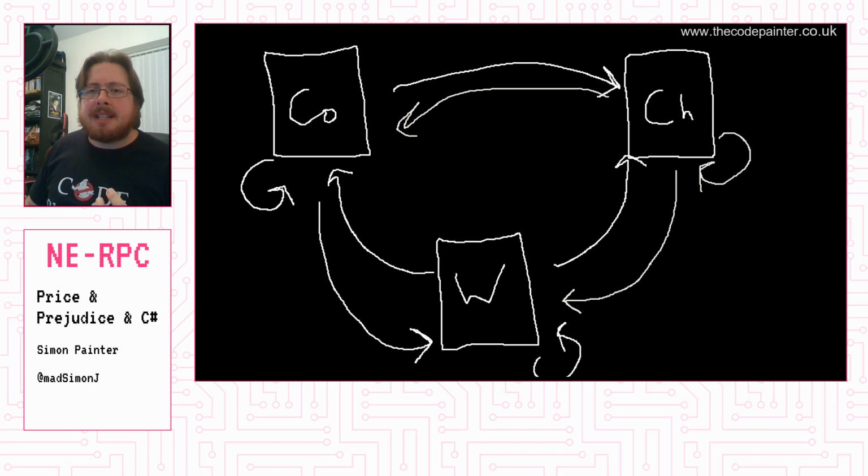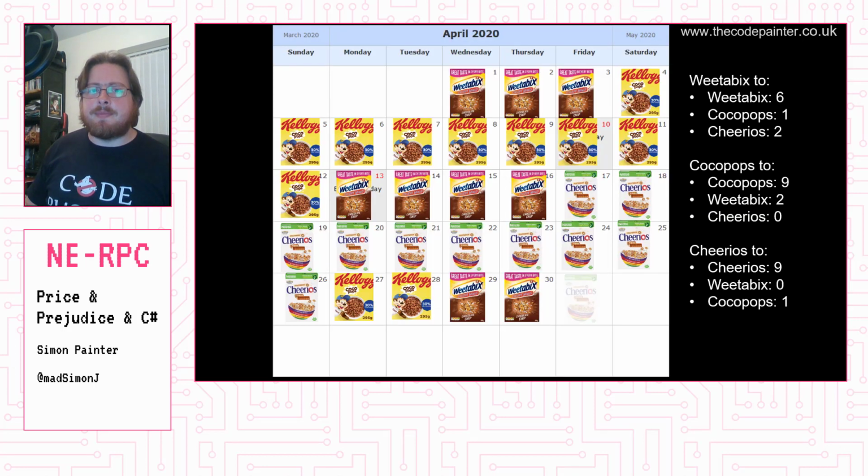So what if we split our statistics so that we modelled the changes in state and how often each of those specific changes occurs? Looking back at our original diagram, this is what we end up with. Weetabix when chosen, became Weetabix again 6 times. It shifted to being Cocoa Pops once, it shifted to being Cheerios twice. Cocoa Pops, similarly, 9 times, having chosen Cocoa Pops, they wanted them again the next day.